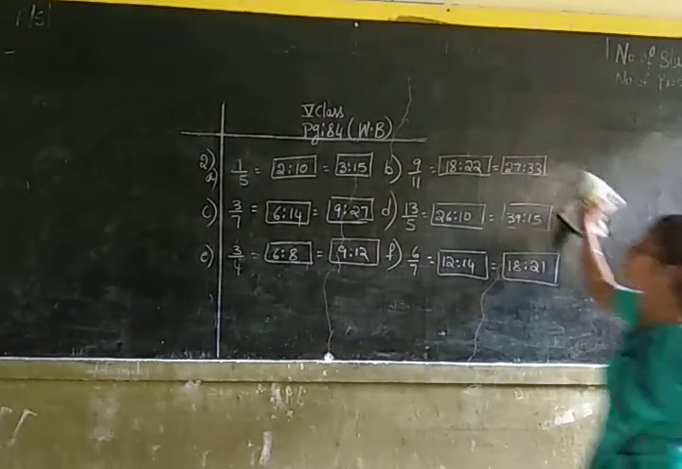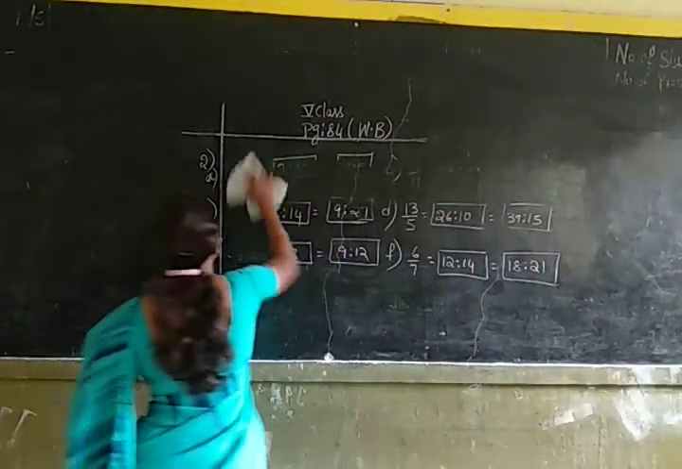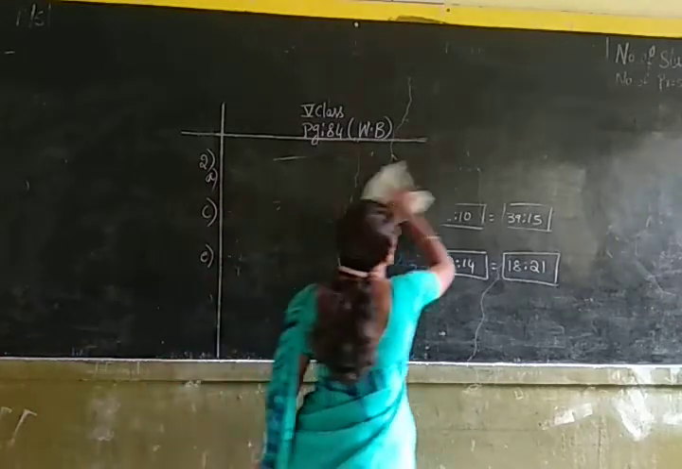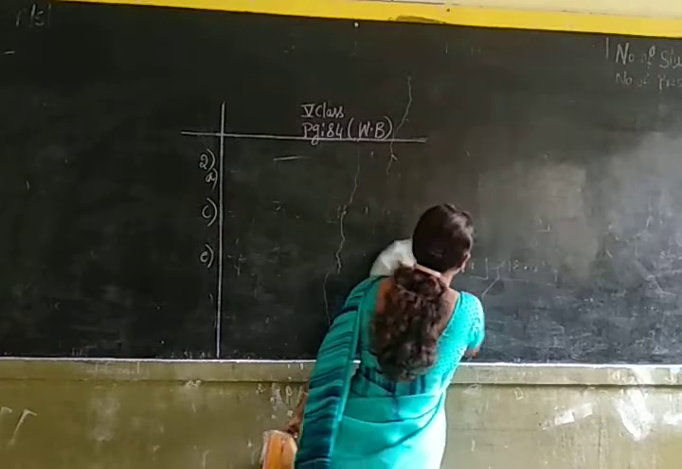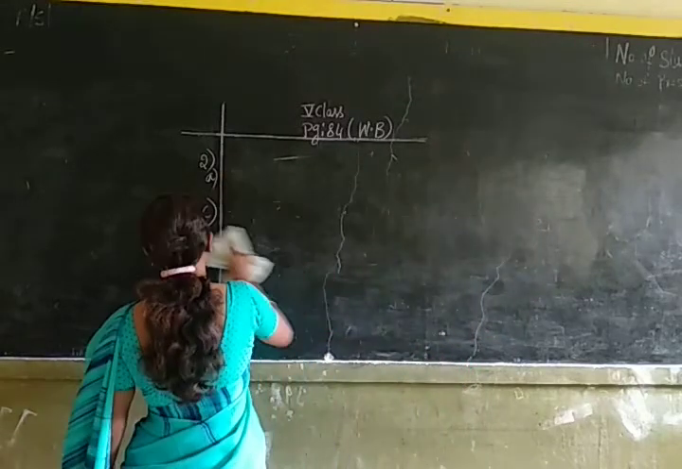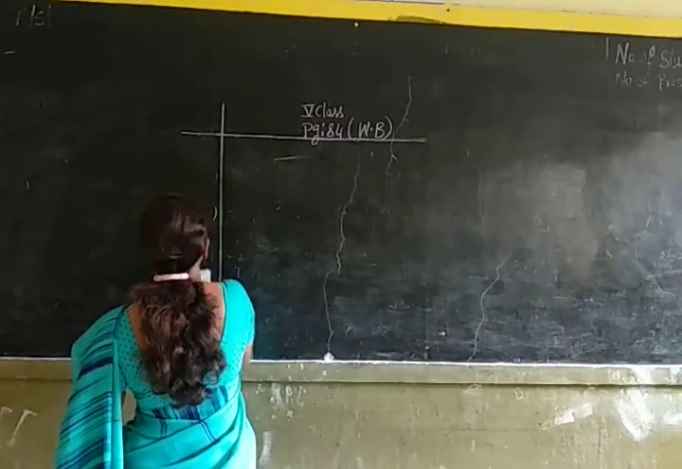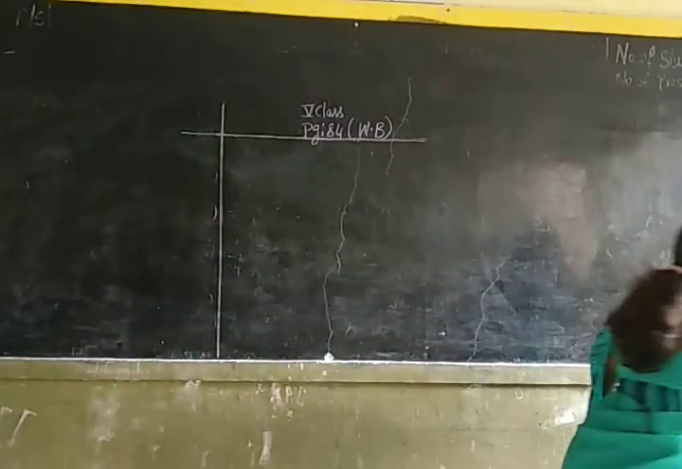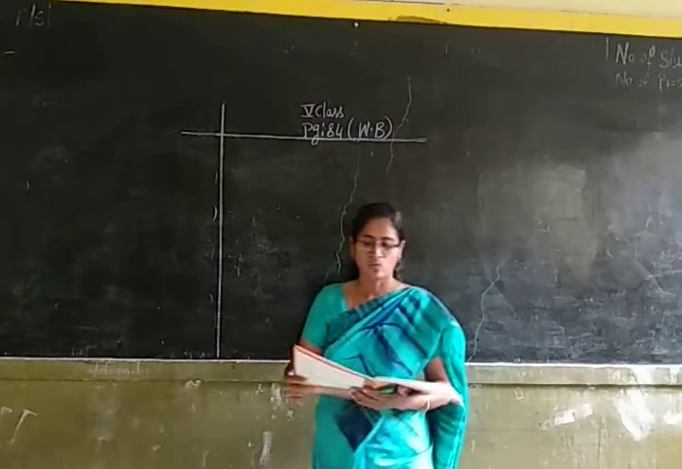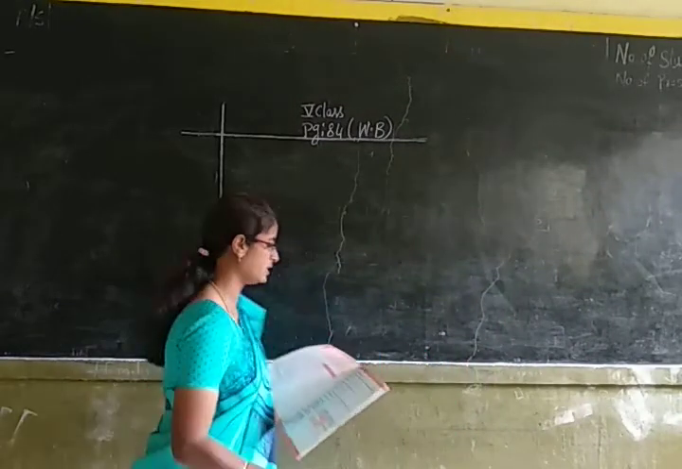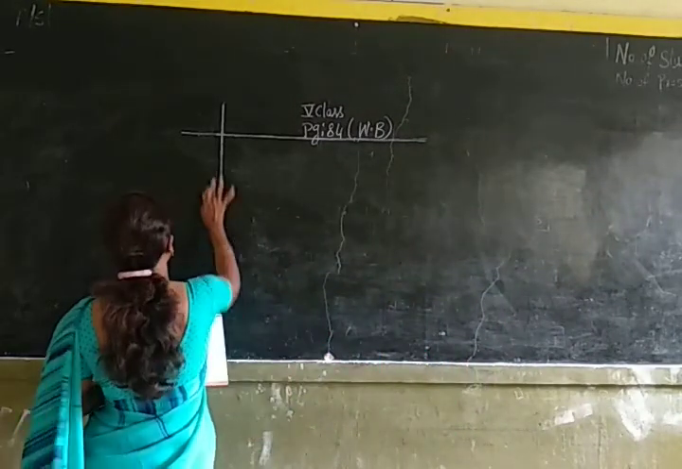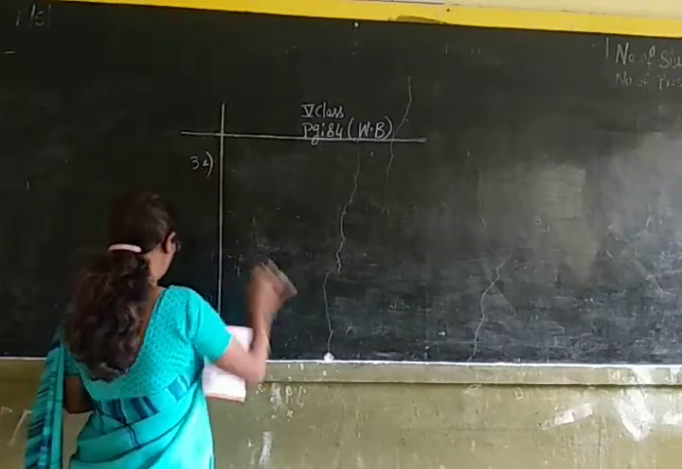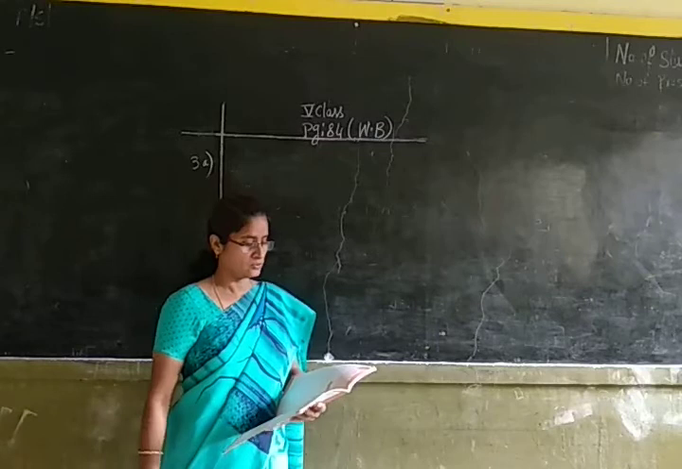Okay children, now let us do the third sum. Find the ratio of the following in the lowest form. So here some questions are given and you have to find the ratios in the lowest form.